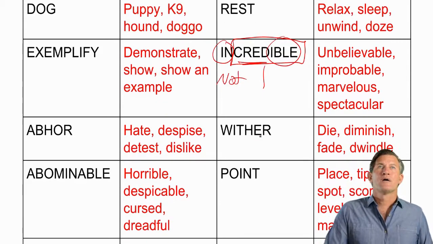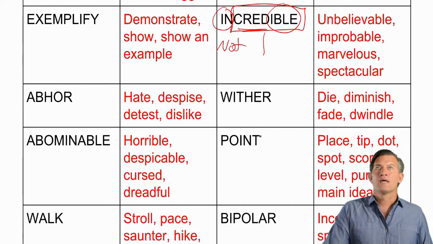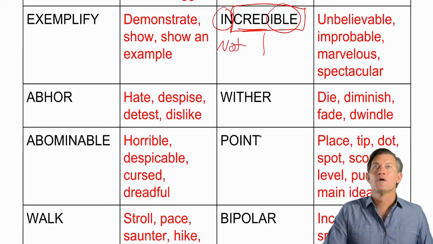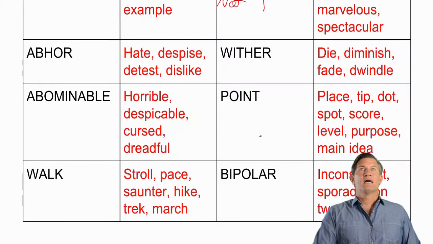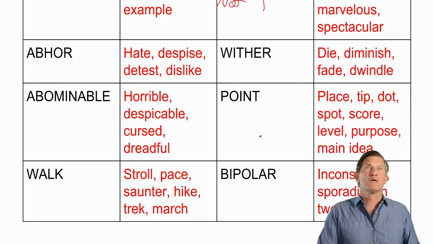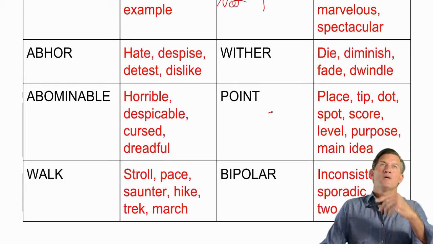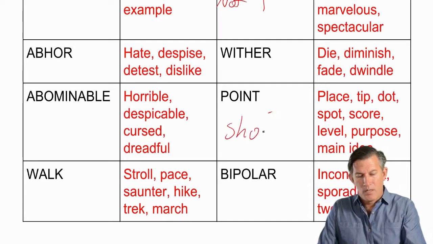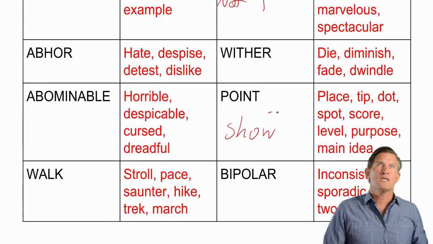Wither is die, diminish, fade, or dwindle. Okay, and then abominable, it means horrible, despicable, cursed, or dreadful. Point is like a place, like the end of an island. A tip, the point of the pencil. A dot is a point. It also means to show something. Okay. They say it's rude to point at people, but I just did it anyway. Also, if you have a point, like, make it.